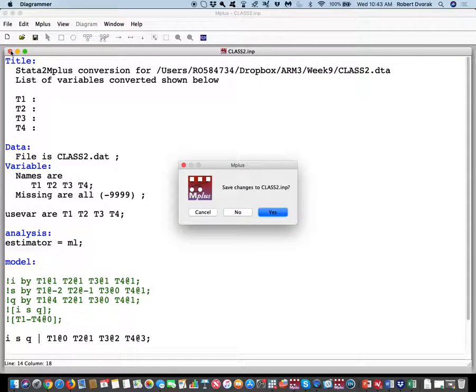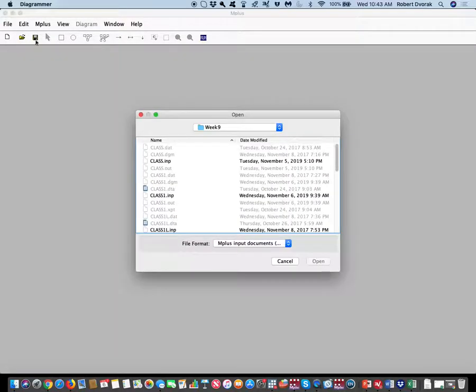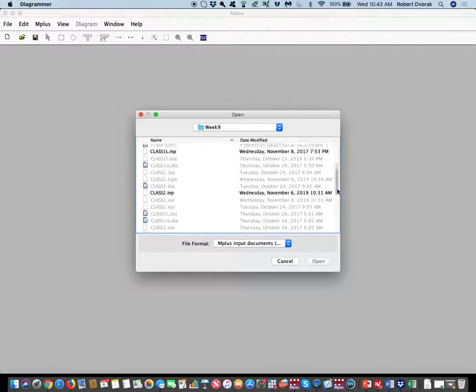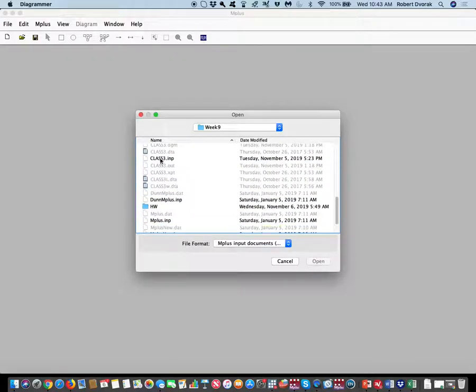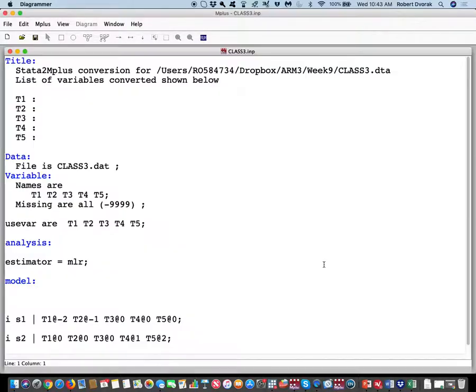Okay, so the last thing that we are going to do is open up class 3. Sometimes we have issues where our slope changes for some reason or another, right? And I'll give you an example from our research.